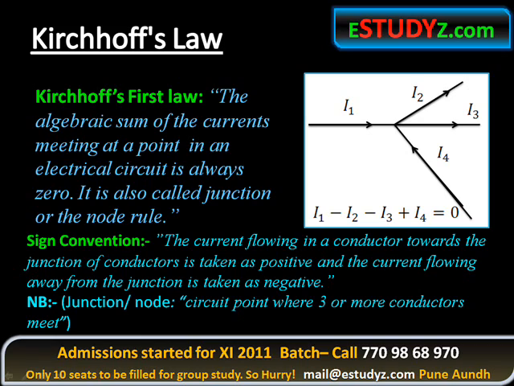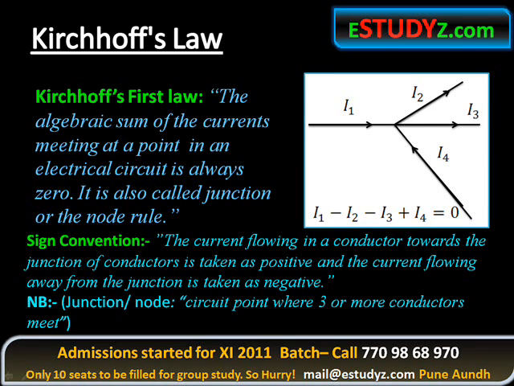So if you can see the diagram here, there are four currents. I1 is towards, so it is positive. I2 is away from the junction, so negative. I3 is negative. I4 is also positive. So the equation is I1 minus I2 minus I3 plus I4 is equal to 0. This was the first law.